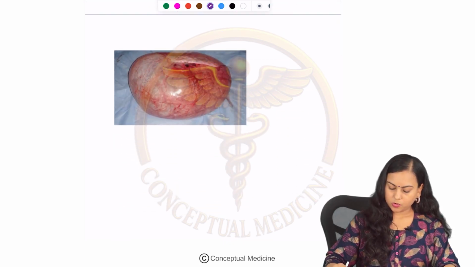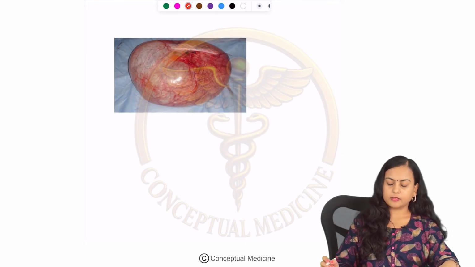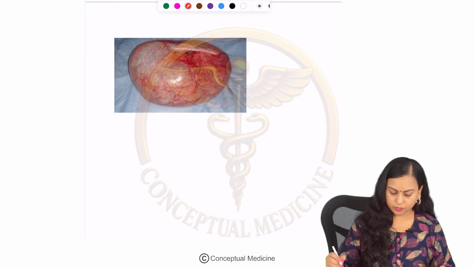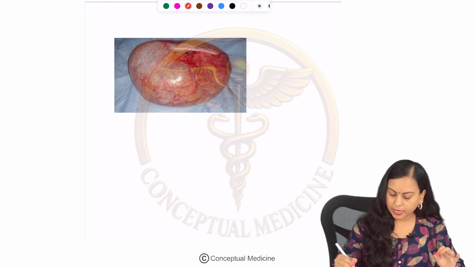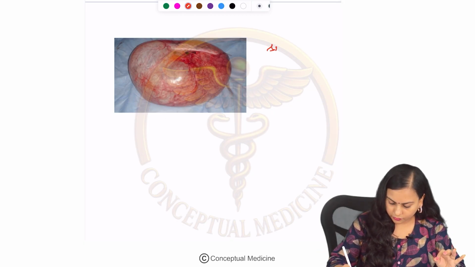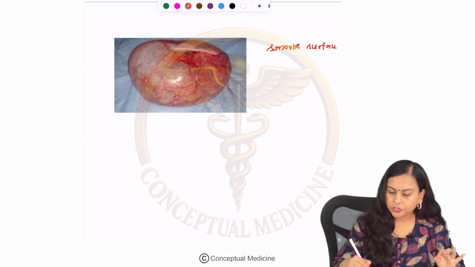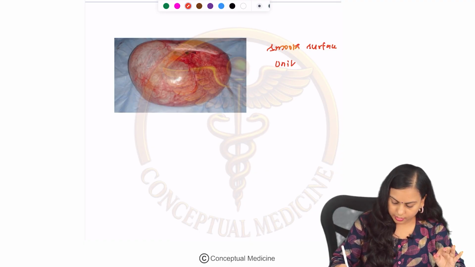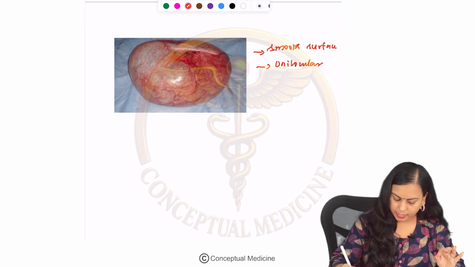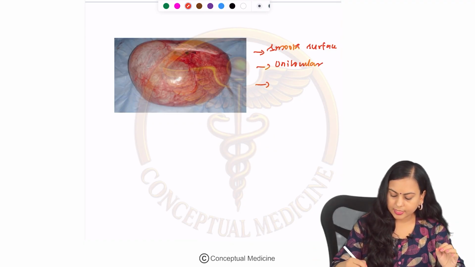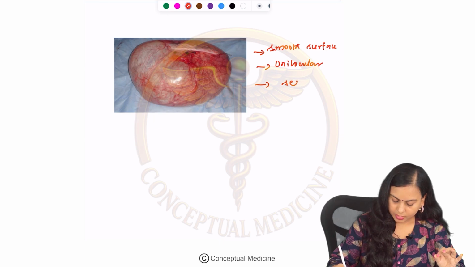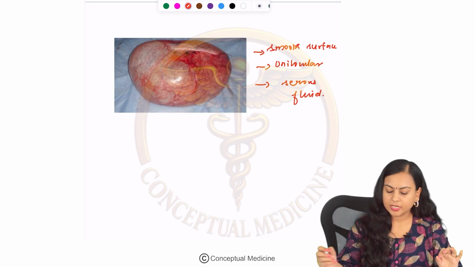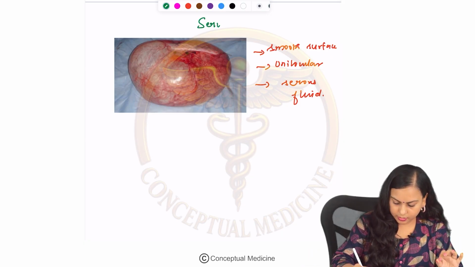Clear? Now, this is a gross specimen of an ovarian cyst given to you. What you are able to see here is that the cyst has a smooth surface, right? The cyst has a smooth surface and it is mostly a unilocular cyst, right? Cut section is not given, but it may be a unilocular cyst, and definitely the consistency seems to be like a serous fluid, right? So what do you think? Yes, very good. This is a serous cystadenoma.